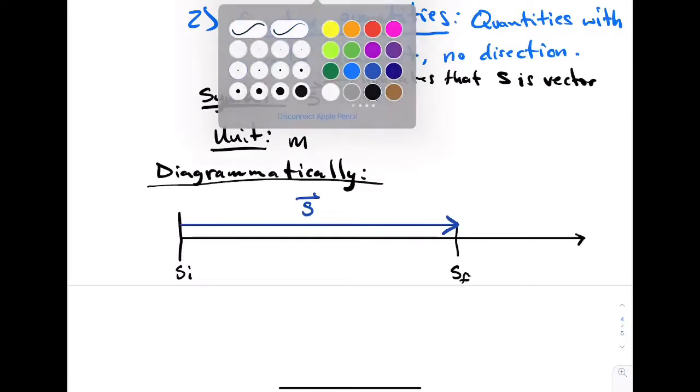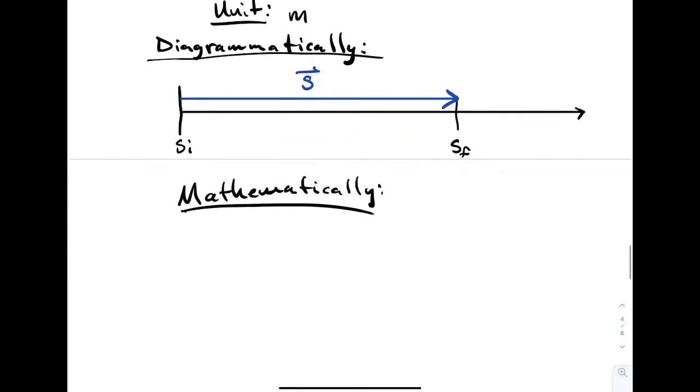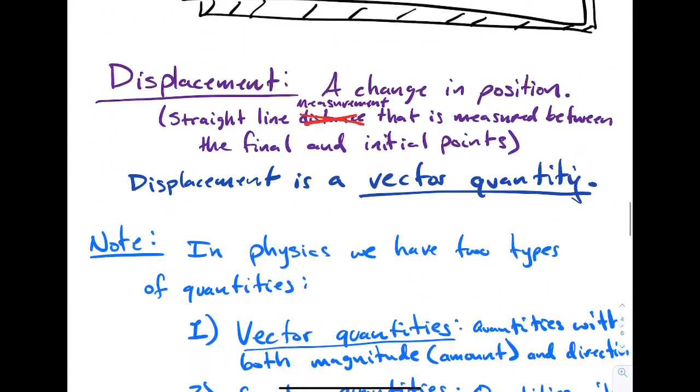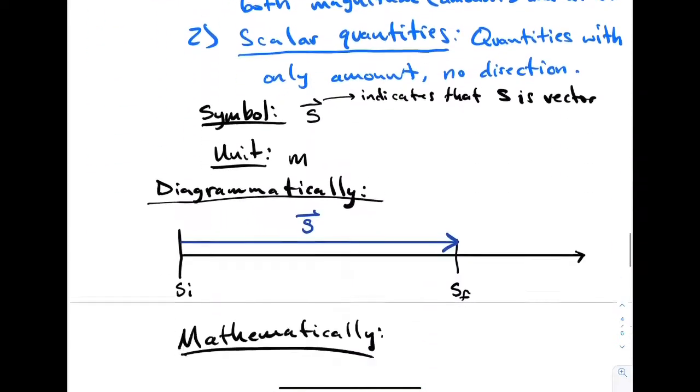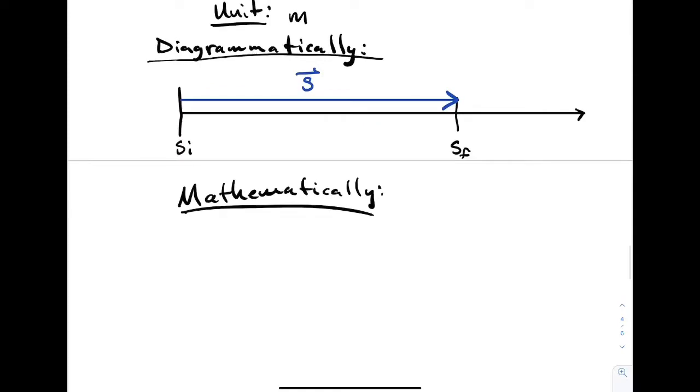We also could show it mathematically. Mathematically, we know that the change in displacement, or the change in position, as we defined for you, a change in position. Well, our final position is sf and our initial position is si. So our change in position, we always use the same symbol. So S is given by the change in position.